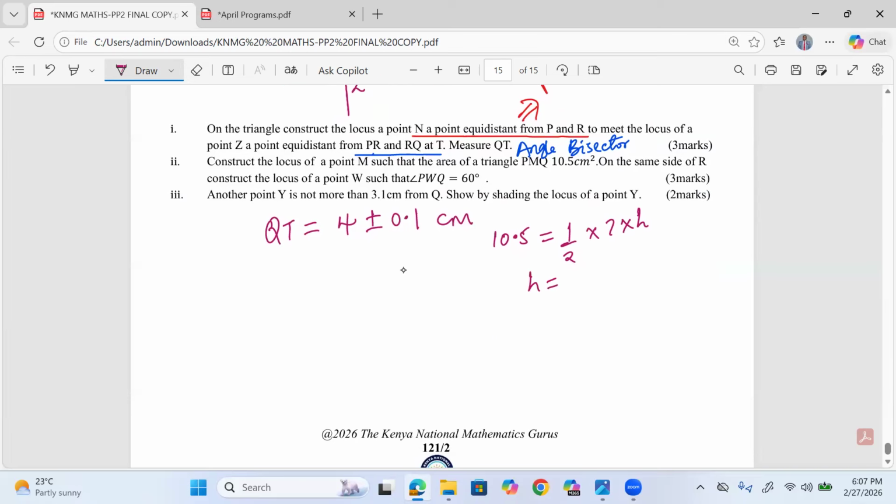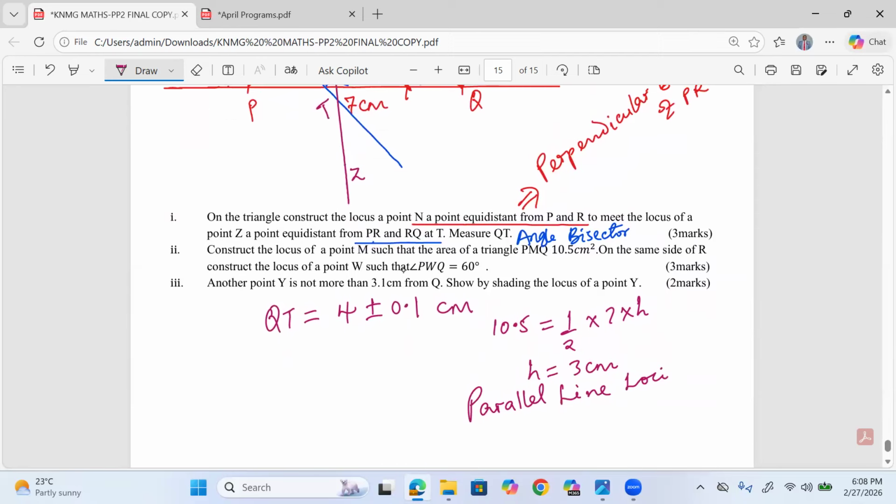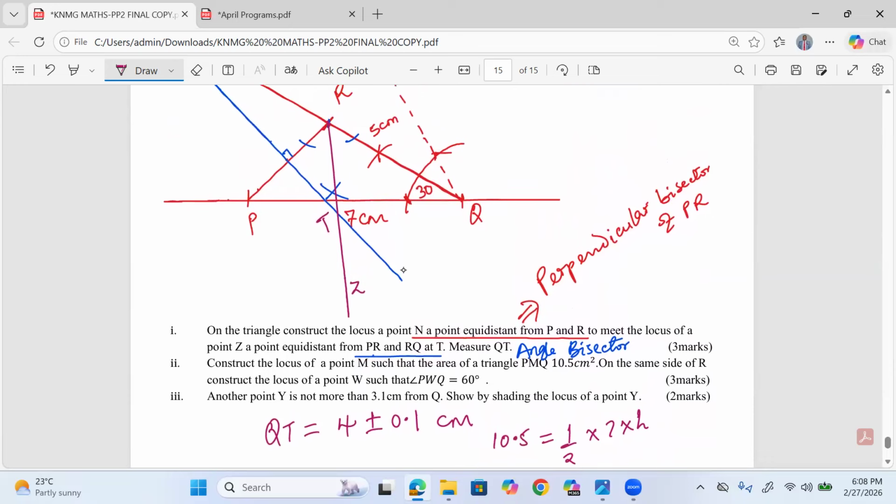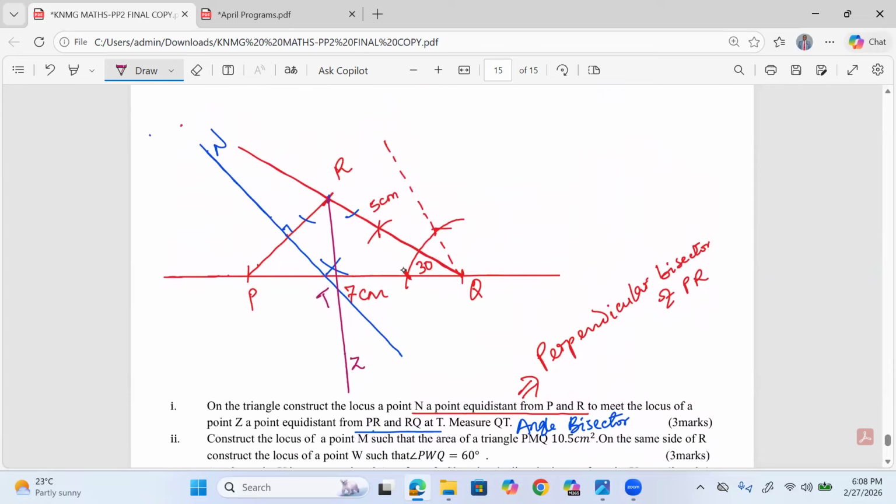So how do you get H? You take 10.5 and you divide by 3.5. This is exactly 3 centimeters. So this is called parallel line loci, whereby we now need to draw a parallel line to PQ, which is 3 centimeters away, either above or below.